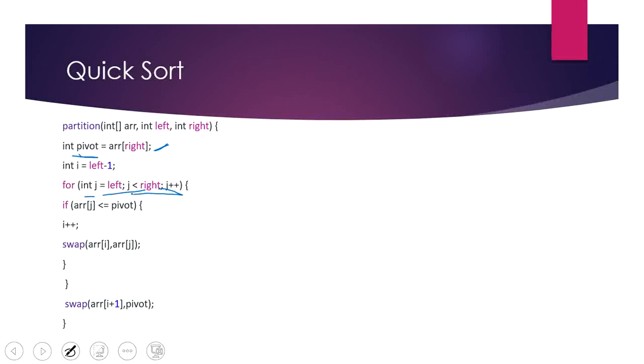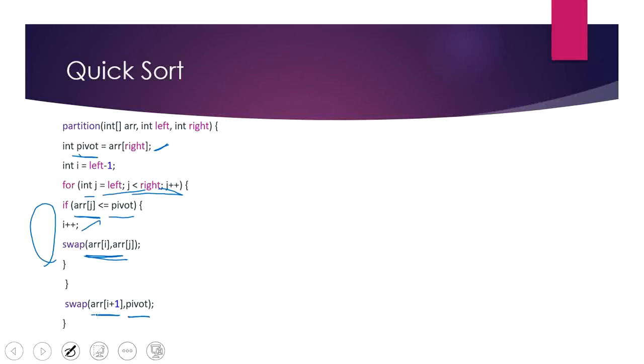If my value at position array of j is less than or equal to pivot, then swap it with I and increment I. It swaps every time it finds a lesser element, and the final swap will be between the pivot and the number at I plus 1. So this will sort our array. This is how our quicksort partition will look.